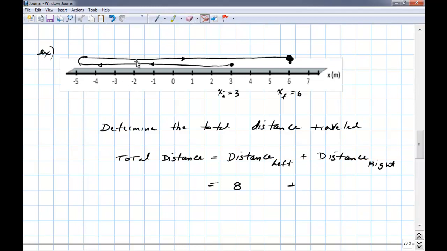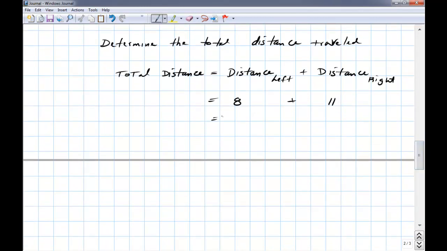Likewise, how much distance was covered while we were traveling to the right? We started at -5. We ended at 6. If we just take the difference, in other words, 6 minus a -5, we'll discover that we traveled 11 meters to the right. You can also verify that by just counting the intervals. So if you start at -5, we're traveling 1, 2, 3, 4, 5, 6, 7, 8, 9, 10, 11 meters to the right. So based on this diagram, now we can determine the distance, and it happens to equal 19 meters.